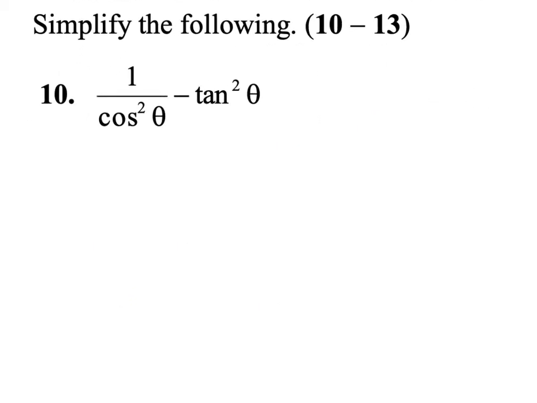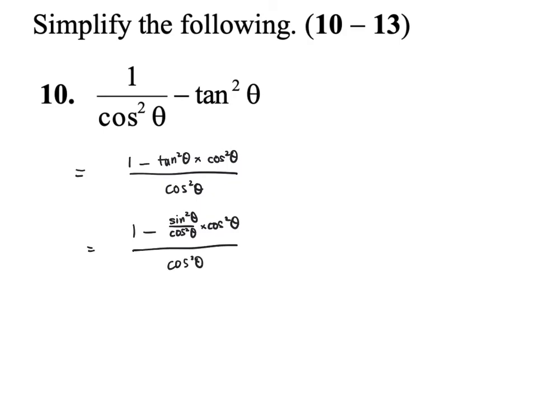For this one, you are going to change it, so you have 1 over cosine square, so you can just change it like this. Then for the first part, you change it back to sine square theta over cosine square theta. Once you change it, you can see it is very obvious. You have 1 minus sine square theta over cosine square theta. When you do the simplification, you have 1 at the end.